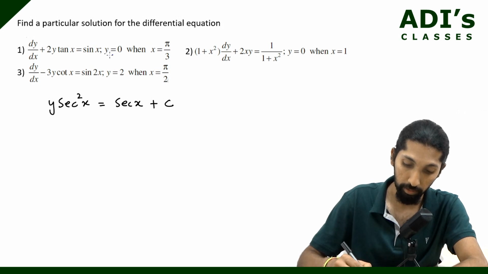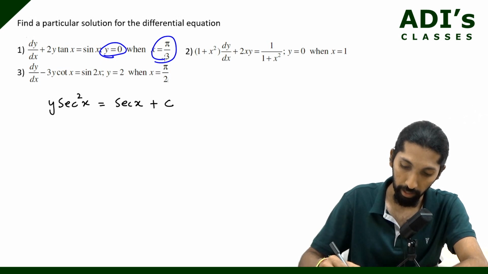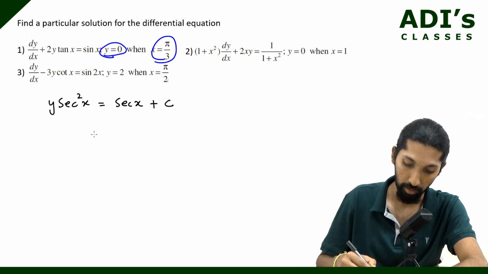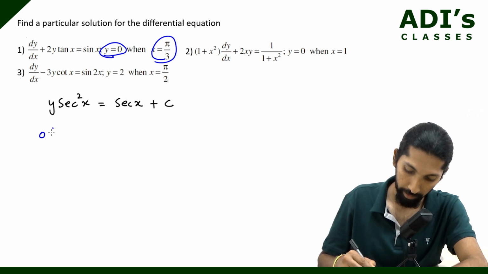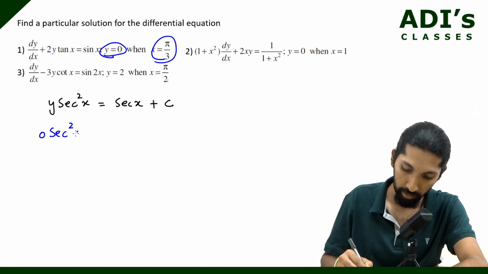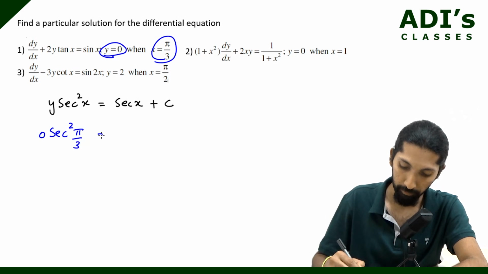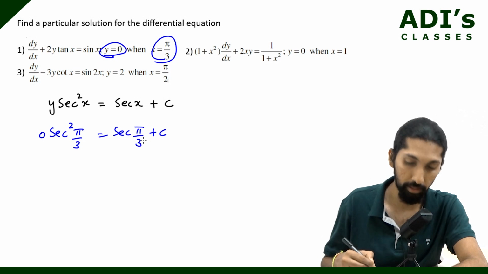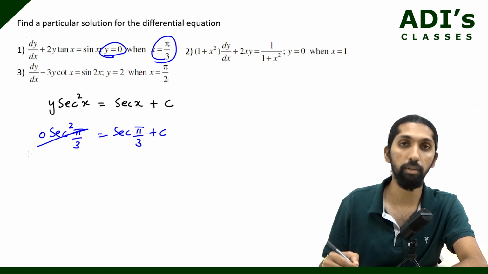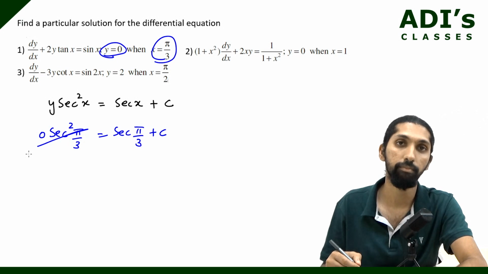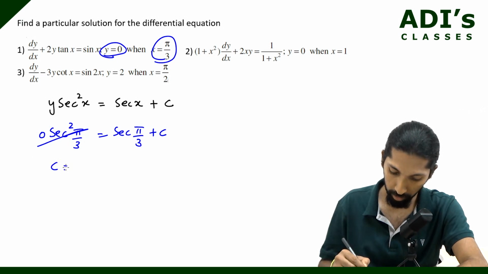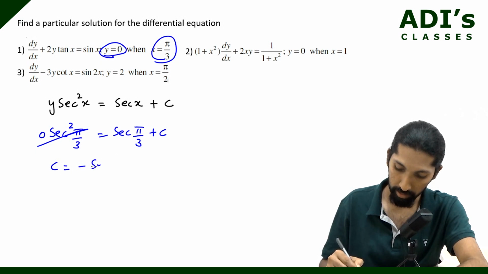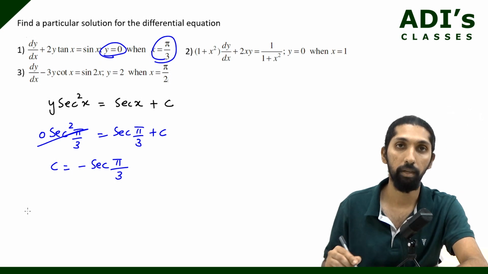Now, see the value, y is 0, x is pi by 3. So 0 into secant square pi by 3 secant pi by 3 plus c. Now 0 into anything is 0, cancel it out. So c is equal to minus secant pi by 3, correct?